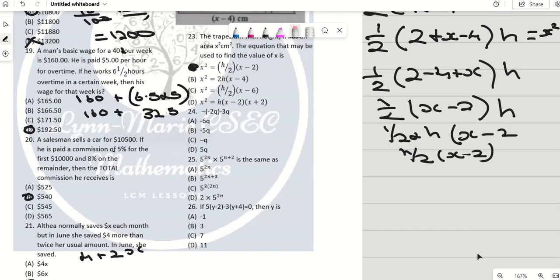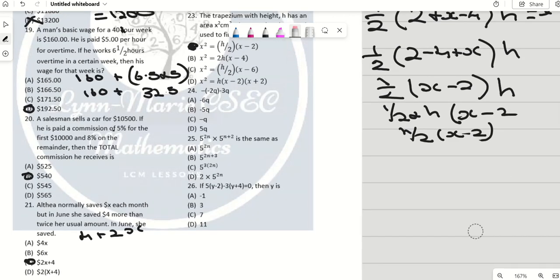Alright, let's look at 24. Minus 2q by minus 3q: a minus and a minus is a plus. So that's 2q minus 3q, which is equal to minus q. So the answer is C.